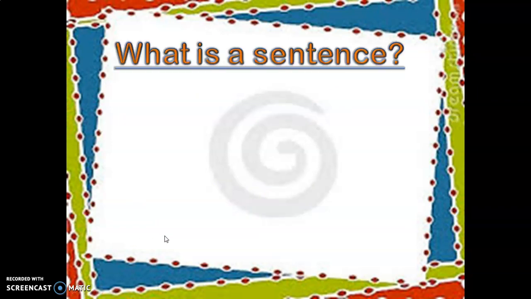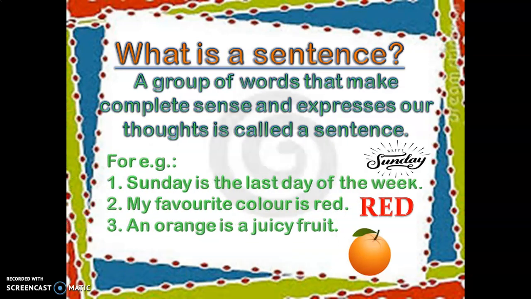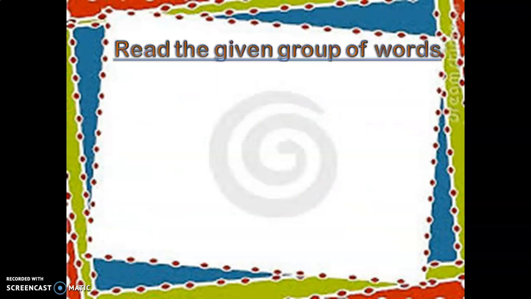What is a sentence? A group of words that make complete sense and expresses our thoughts is called a sentence. Let us look at few examples. Sunday is the last day of the week. My favorite color is red and orange is a juicy fruit. In these sentences, first letter has to be in capital and at the end we'll put a full stop.